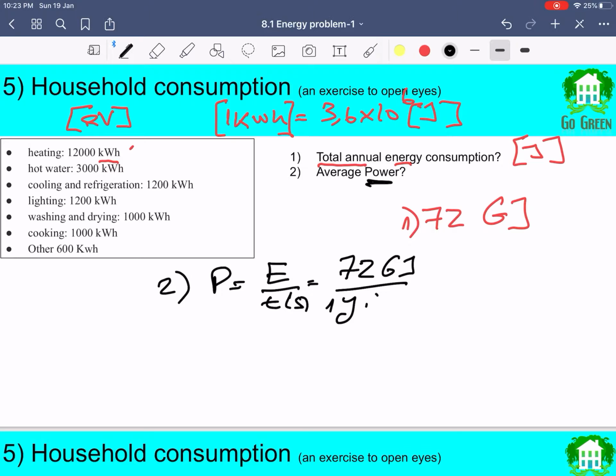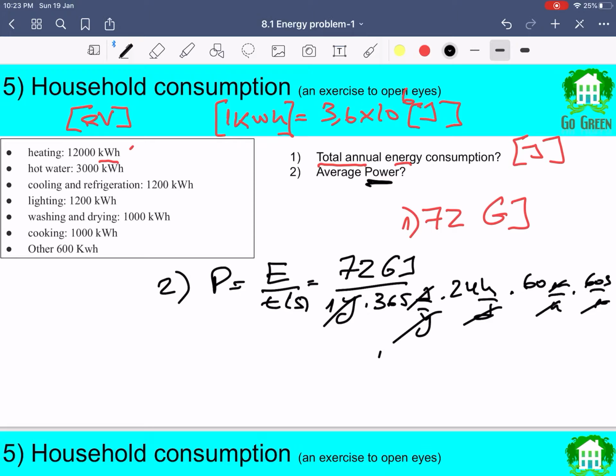So we have to say, okay, 365 days per year. We don't want it in days, we want it in seconds. So 24 hours per day. We don't want it in hours. 60 minutes per hour, 60 seconds per minute. So all this goes away. And when we divide 72 times 10 to the 9 by all these numbers, we get the result of 2,300 joules per second, which is watts.